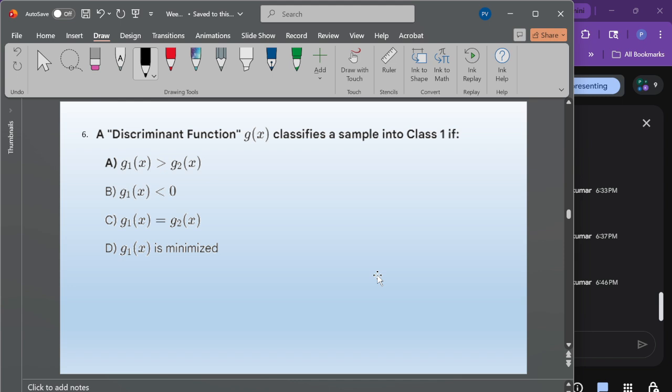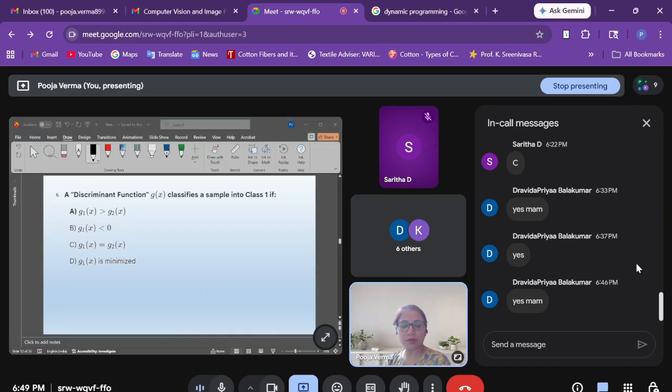A discriminant function, that is g of x, classifies a sample into class 1 if option A, g1x is greater than g2x, or option B, g1x is less than 0, or option C, g1x is equal to g2x, or option D, g1x is minimized. Which option can be the correct one? Just waiting for your answer. Can you answer this question? The discriminant function g of x classifies a sample into class 1. Which option can be the correct one?